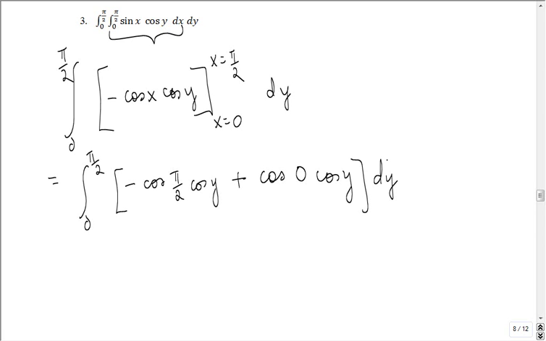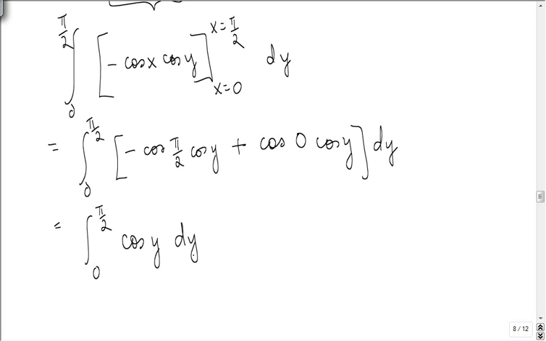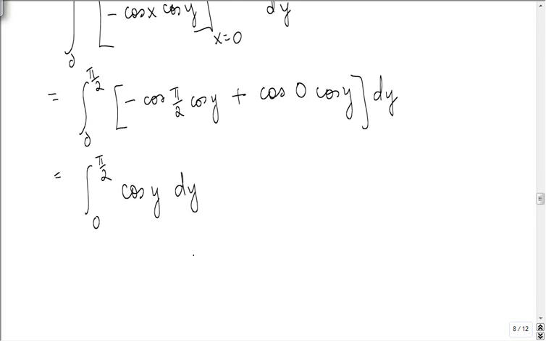Now you need to simplify before you can integrate. So let's see what we get here. Cosine pi over 2 is 0, so that goes. Cosine of 0 is 1, so you're just left with cosine y dy. Very nice. What is the integral of cosine y? Anybody? Sine y, 0 to pi over 2.